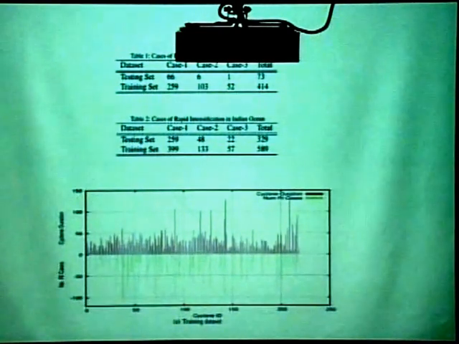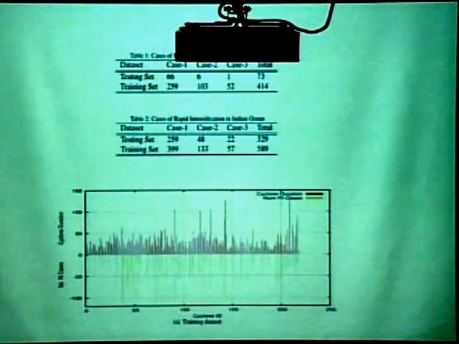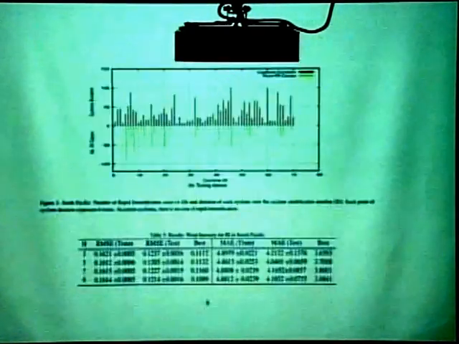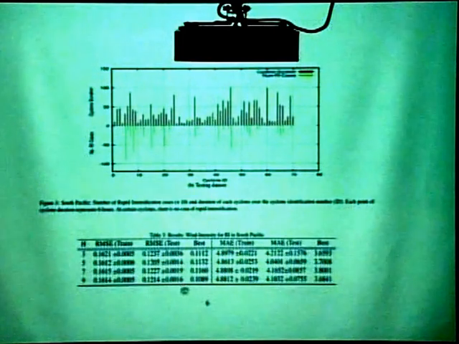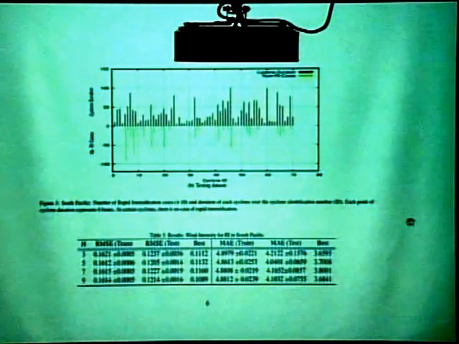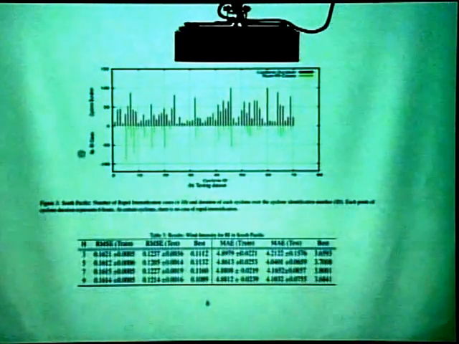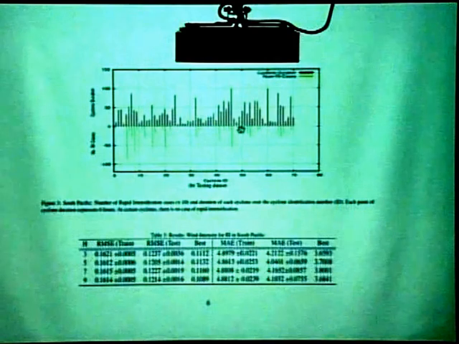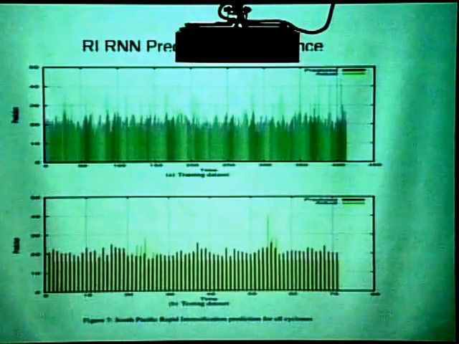And at the moment we are just doing assessment. We haven't trained the neural network. This is just assessment of the data. And similarly for the other problem, so rapid intensification cases and duration. Actually that was the training data set. This is the testing data set.